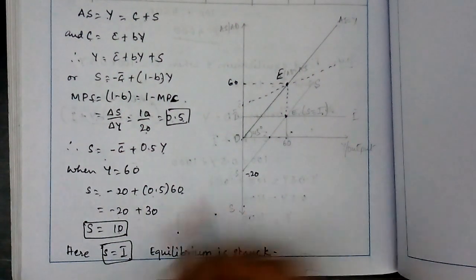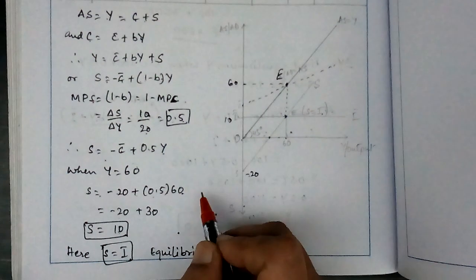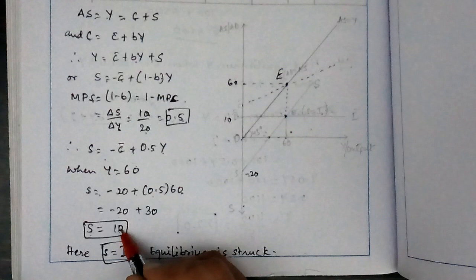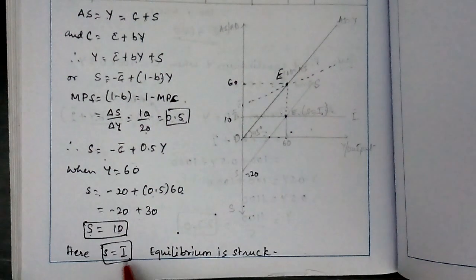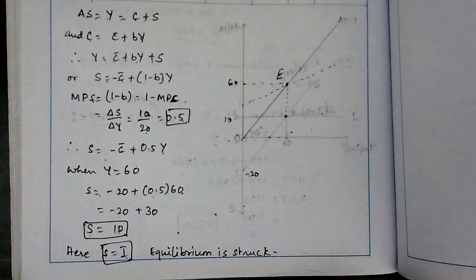So what did we consider? Autonomous investment to be equal to 10. Isn't it? So S is also equal to 10 at equilibrium. Here S is equal to I. Hence equilibrium is struck. I hope this was helpful.